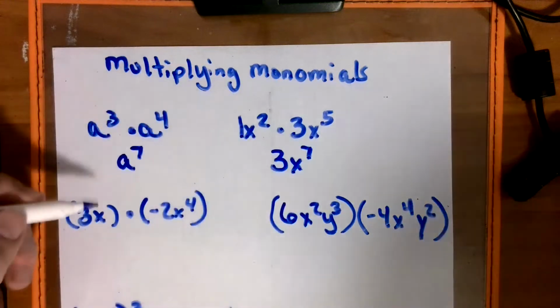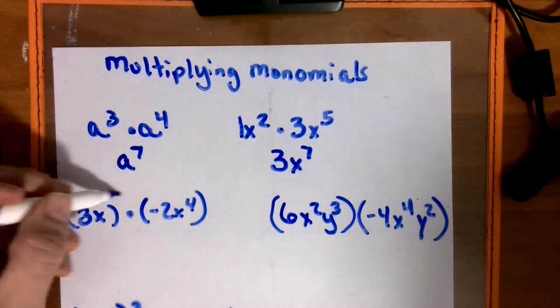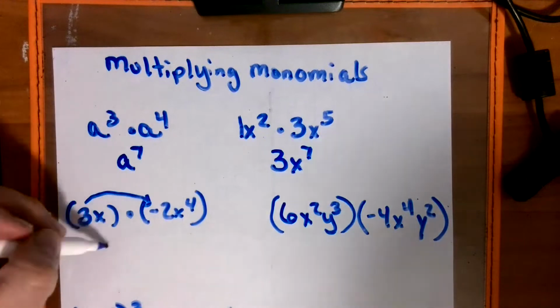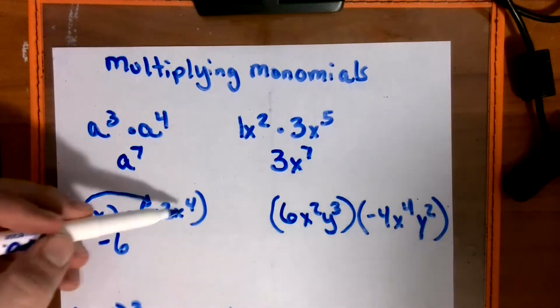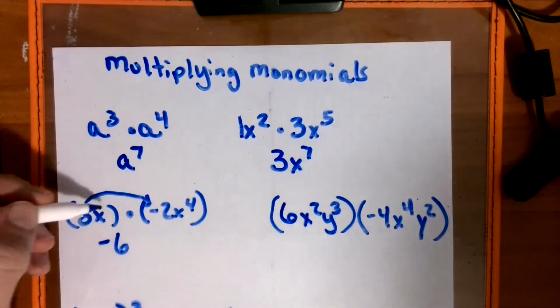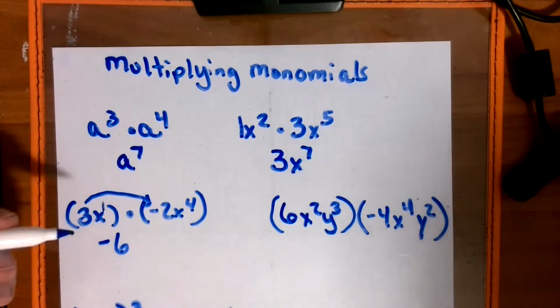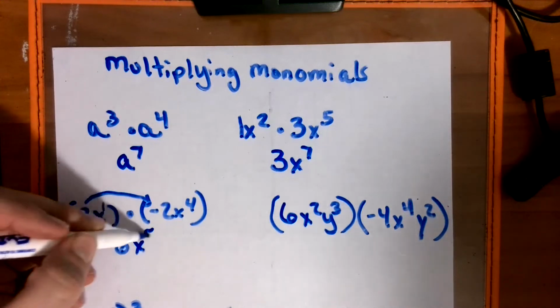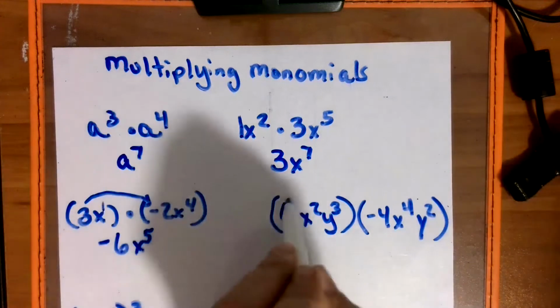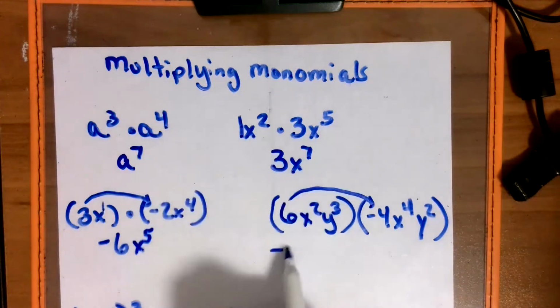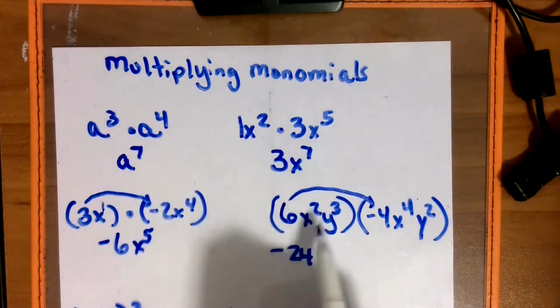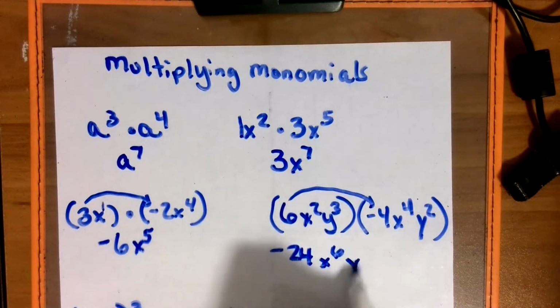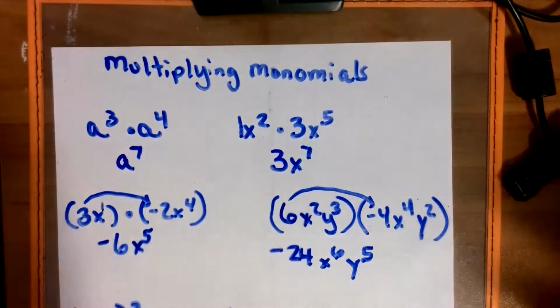Looking down here, we have coefficients that we have to multiply. So we have a negative 6, and we have 4 x's here, and we have x, remember, to the first power here. So that makes negative 6x to the fifth power. Here we multiply our numbers, so we get negative 24, and we have x2, x4, so that's x to the 6th, and we have y3 and y2, which means y to the 5th.